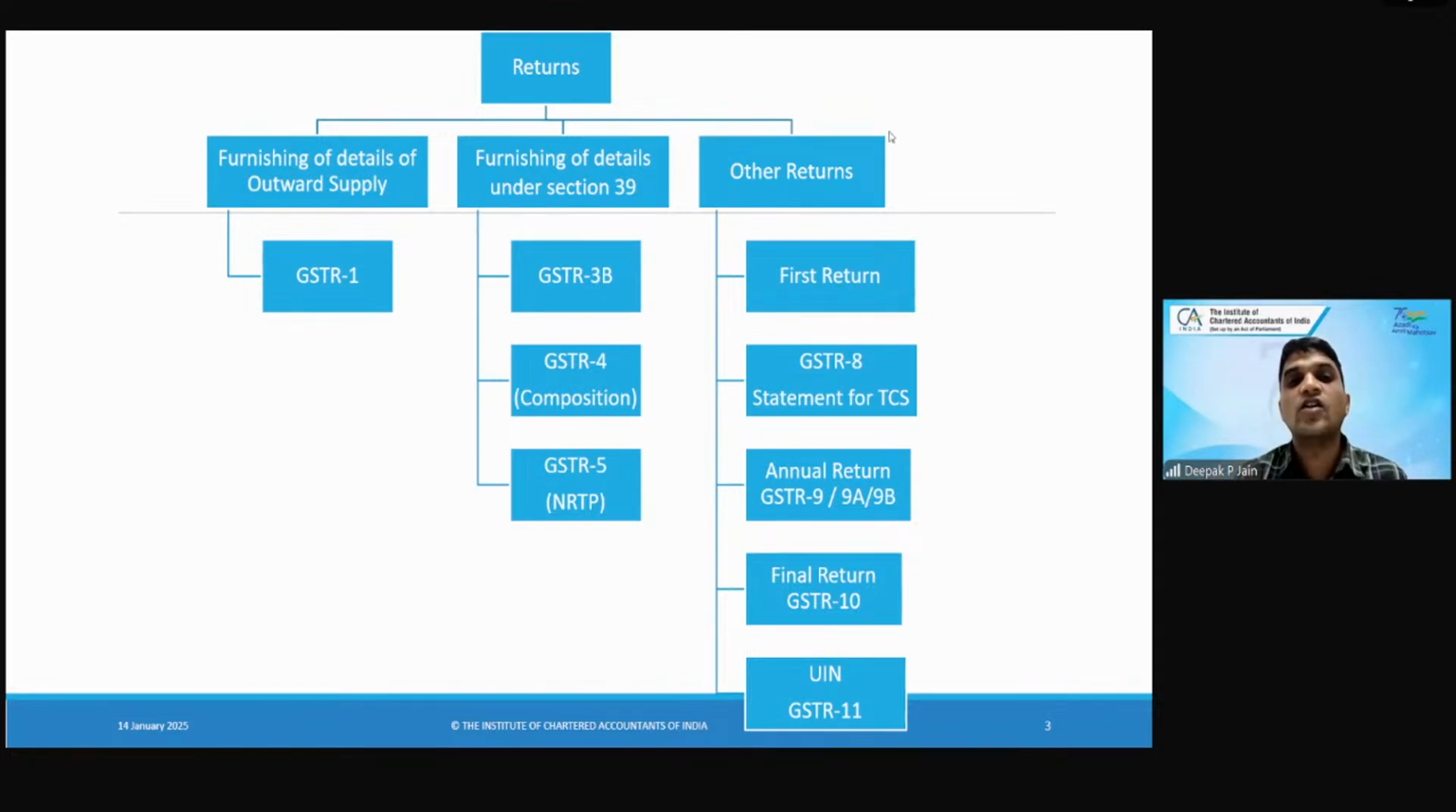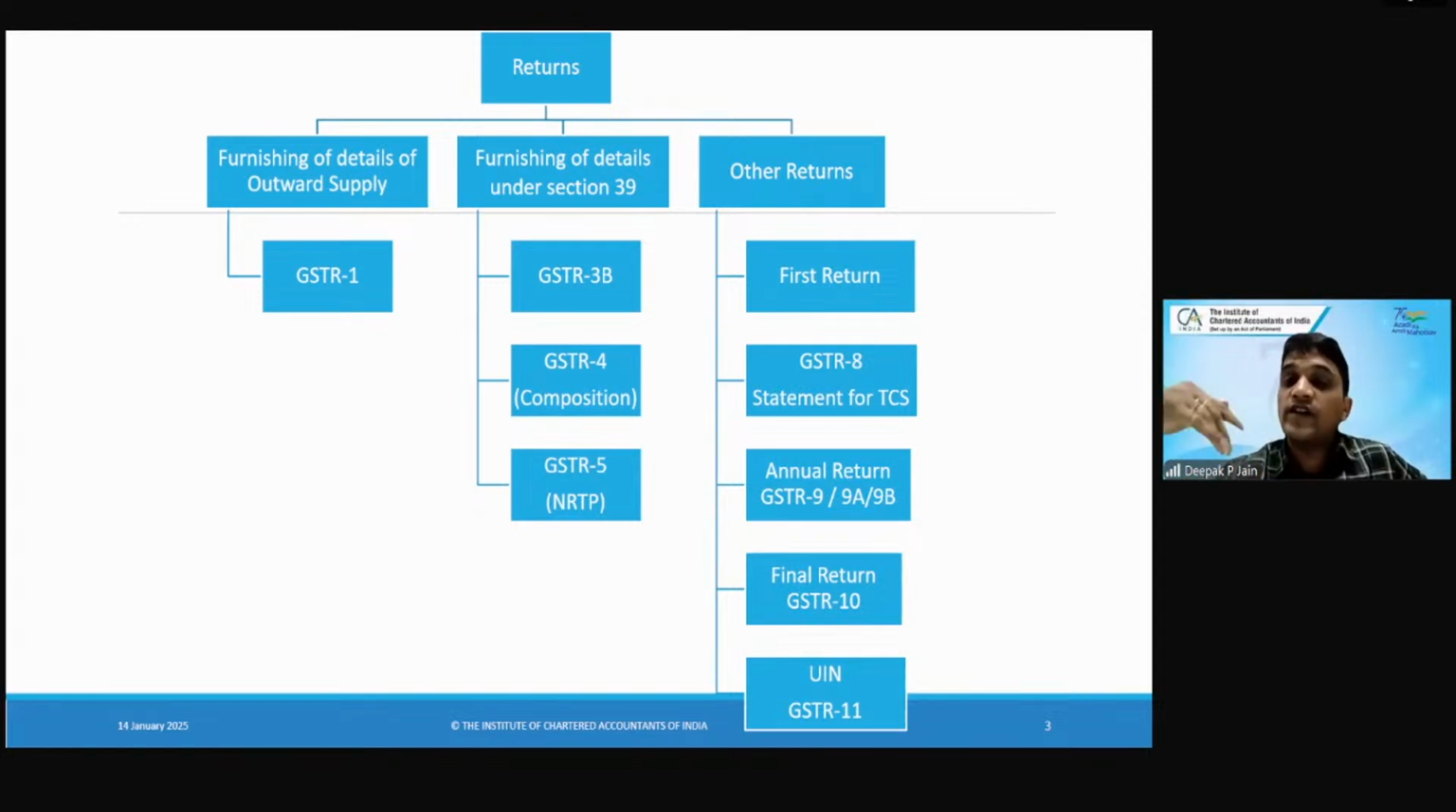Okay. Furnishing of details of outward supplies. Whatever outward supplies you've made, you will file in your GSTR 1. In your GSTR 1, all your supplies will be mentioned. Outward supplies will be mentioned in GSTR 1.